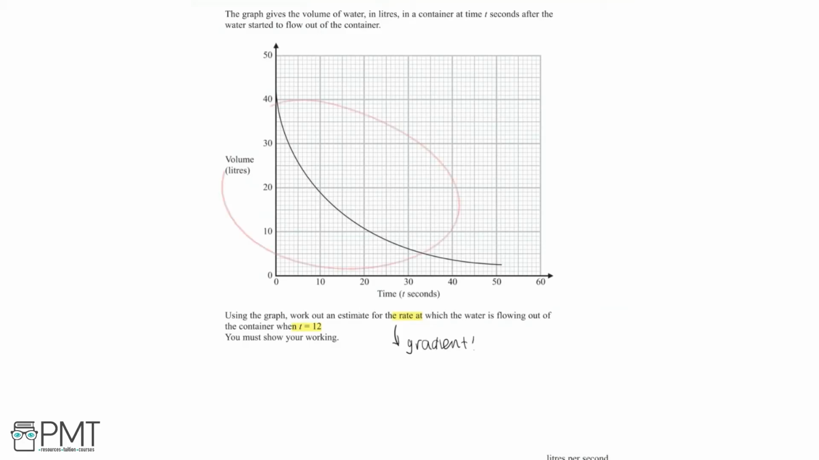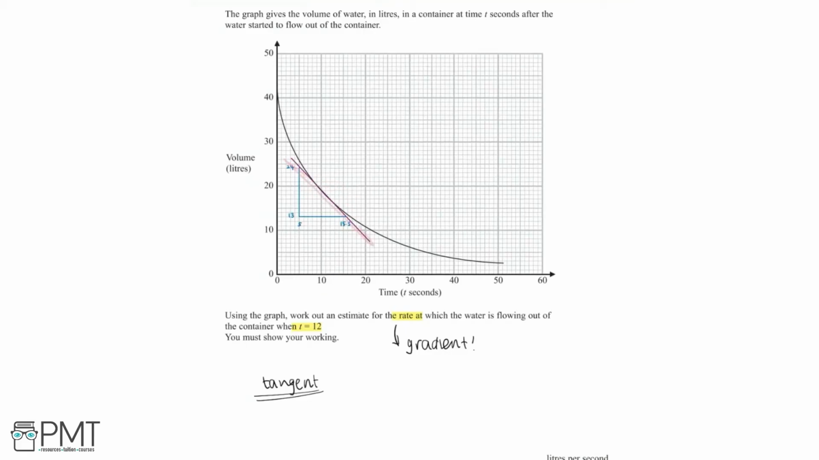This graph is a curve, and so when we want to find the gradient of a curve, we need to draw a tangent. Because we need to find the rate at the point at which t is equal to 12, we can draw a tangent when t is equal to 12. Now t is equal to 12 right here. And so we can draw a tangent at this point.